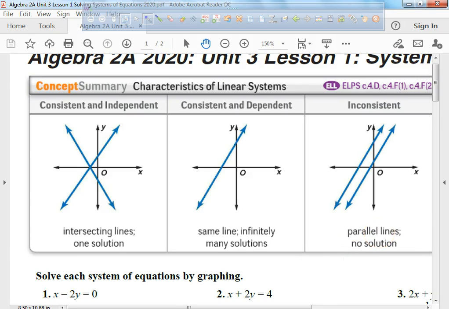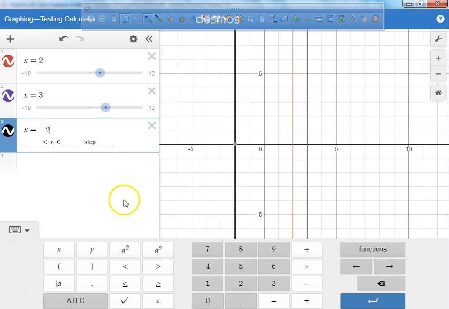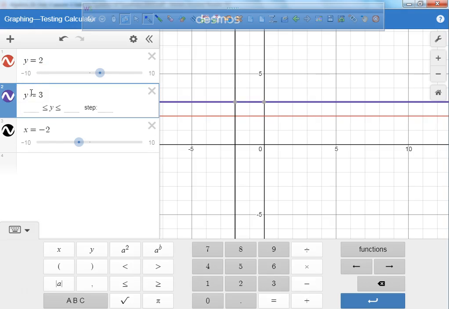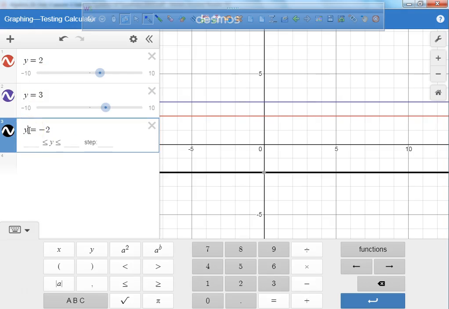Okay? So, quick little review. Undefined slopes are always vertical. They always mean x equals. Horizontal lines are always y equals. And I'm not just telling you. I am showing you.